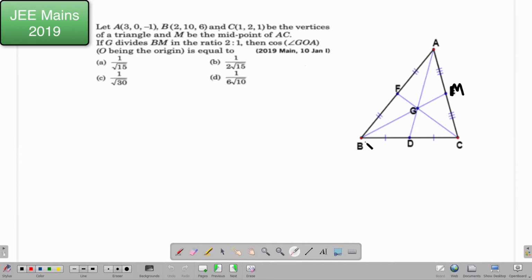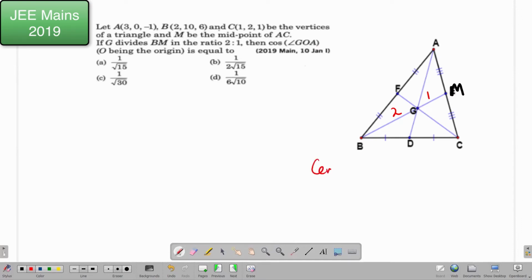Since G divides BM in the ratio 2:1, and M is the midpoint, as we know BM is the median and G is here the centroid, because the centroid divides the median in the ratio 2:1. So G is the centroid, BM is the median, and using the property that the centroid divides the median in the ratio 2:1, twice the distance from the vertex and once the distance from the side, we use this concept to find angle GOA.